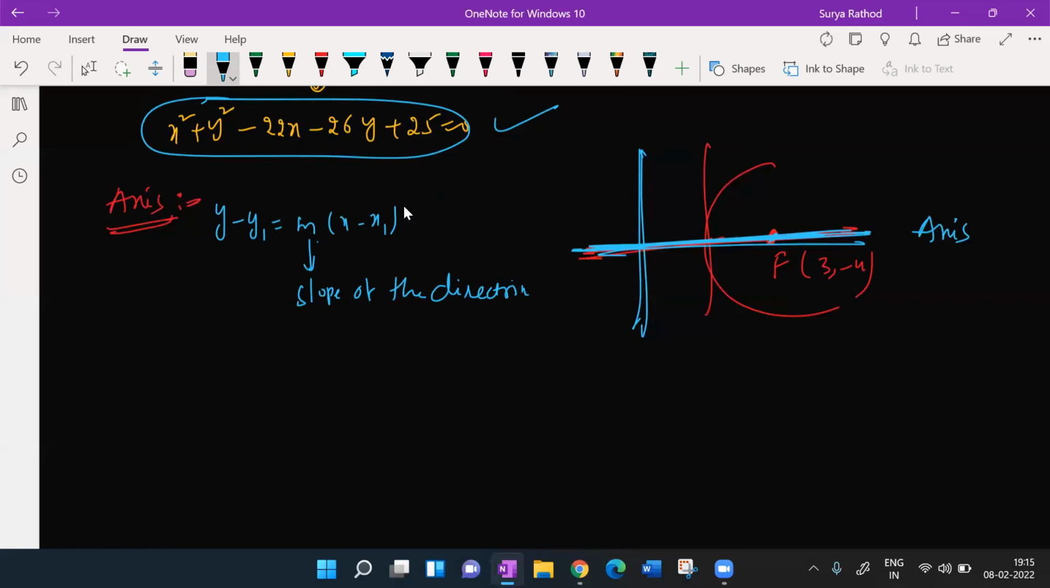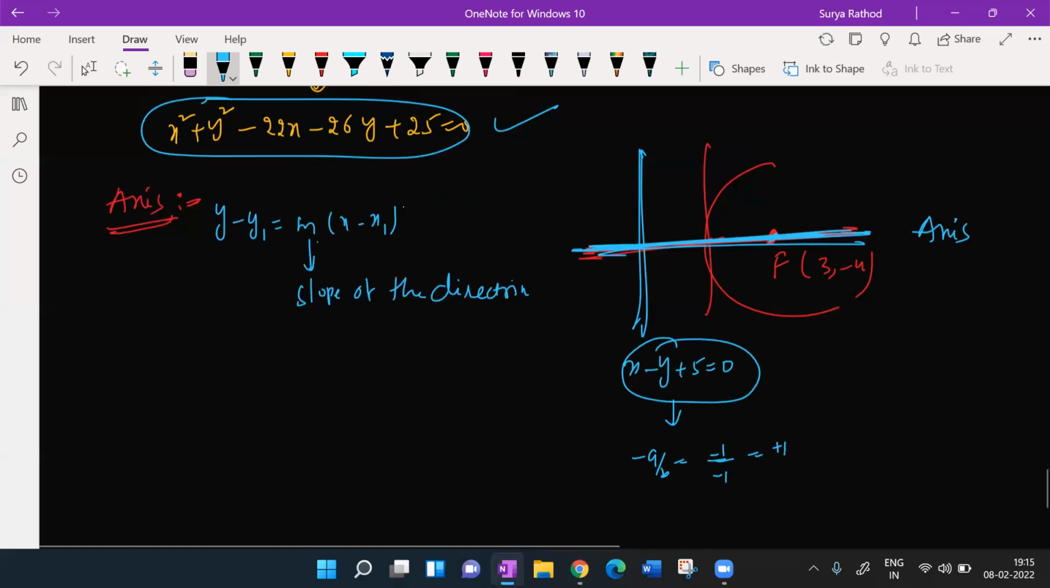What was the directrix here? Directrix is given as x minus y plus 5 is equal to 0. What is the slope of this line? Minus a by b formula. So minus 1 by minus 1, which gives me plus 1. That is my slope of the directrix. Am I correct? Perfect, children. Any doubt?